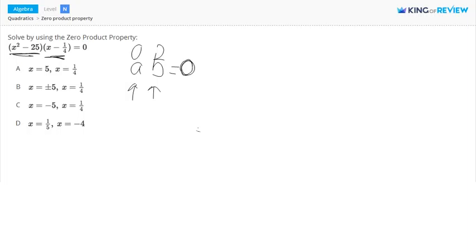So what we mean by the zero product property in this question is, what if this, the x squared minus 25, was 0? So we can look into when the x squared minus 25 is 0. And also when this value, x minus 1 over 4, is 0. Because that is when we receive this 0. So let's look into calculating this.